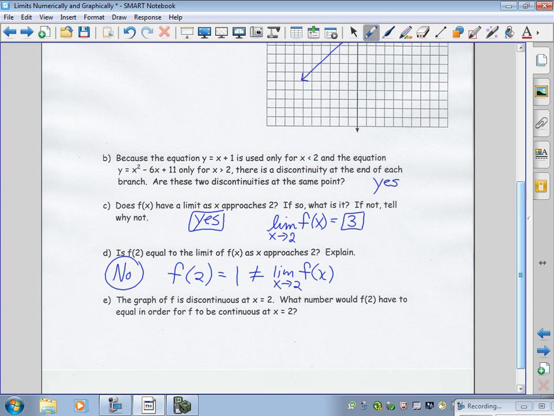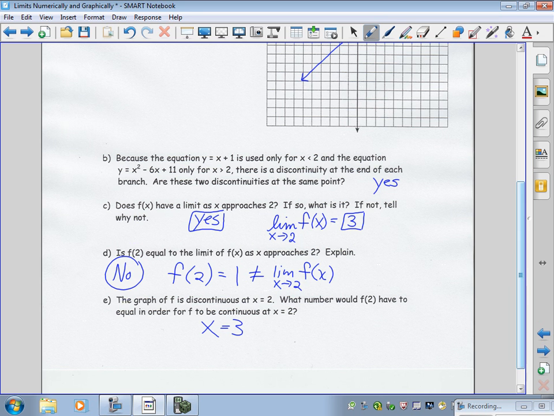And very last question. The graph of f is discontinuous at x equals 2. In other words, to trace it, you'd have to pick your pencil up and hop over that little open circle. What number would f of 2 have to be in order to make it continuous? Yeah, it would have to be 3. In other words, you'd have to fill in that closed circle.